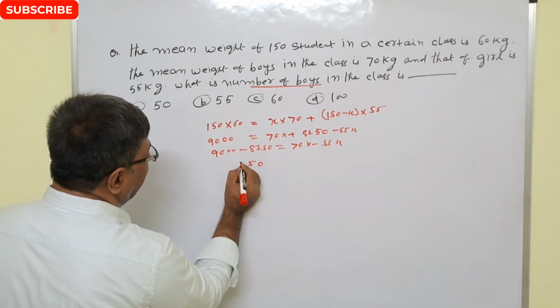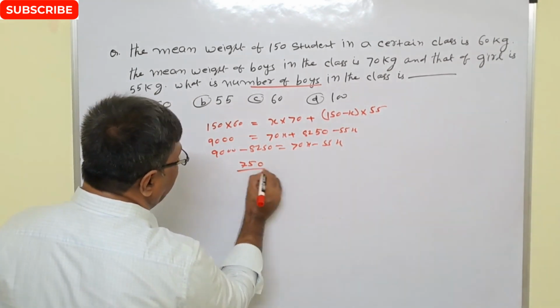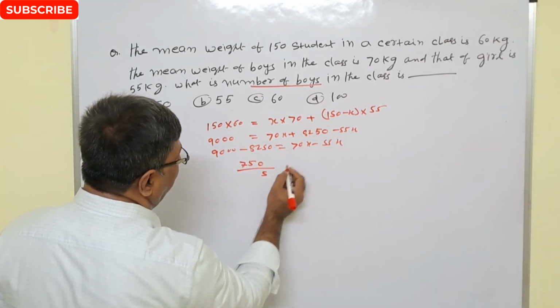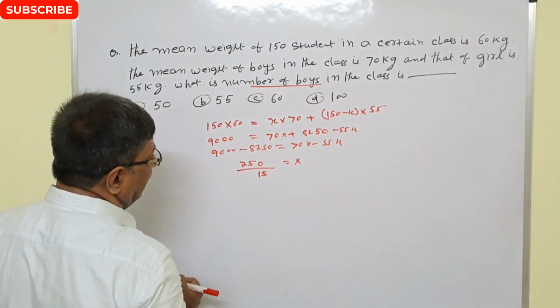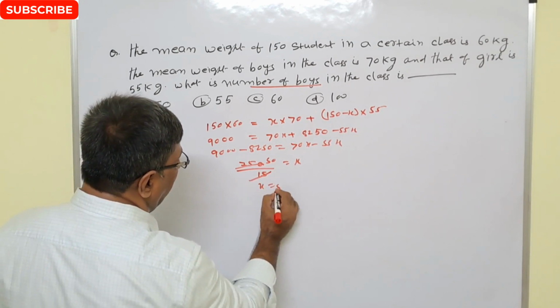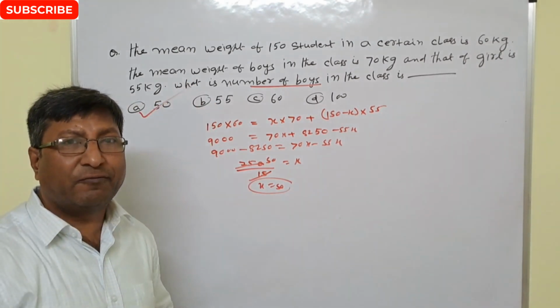So 10 minus 5 is 5, and 9 minus 2 is 7. And here what? 70x minus 55x is what? 10 minus 5 is 5, and this is 6 minus 5, 1. And this equals what? That is x. So 15 5s are 75. So x equals what? 50. So our correct answer is what? Option A, 50.